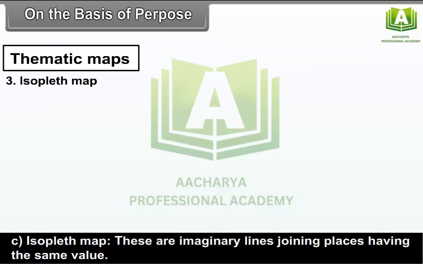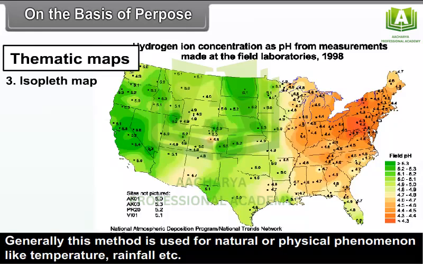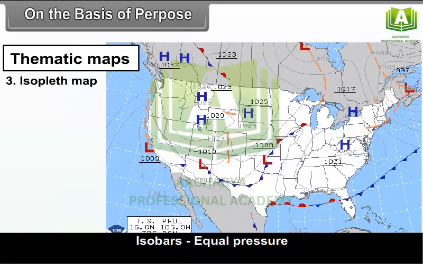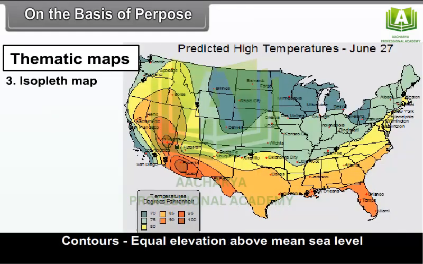Isopleth map. These are imaginary lines joining places having the same value. Generally, this method is used for natural or physical phenomenon like temperature, rainfall, etc. Isotherms, equal temperature. Isobars, equal pressure. Isohyets, equal rainfall. Contours, equal elevation above mean sea level.